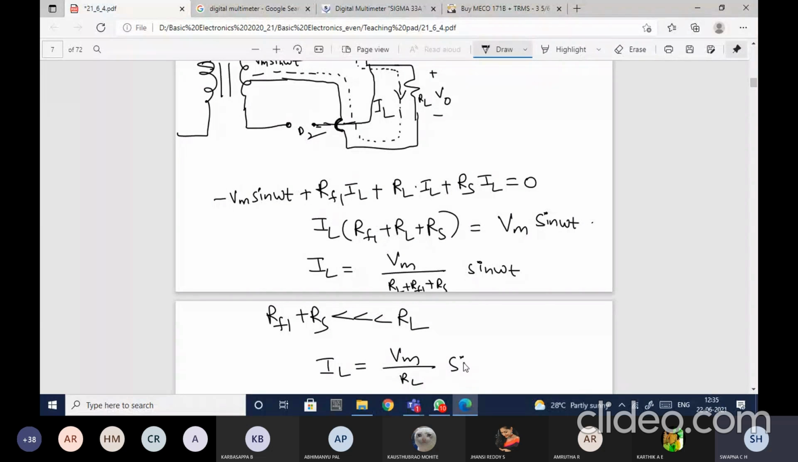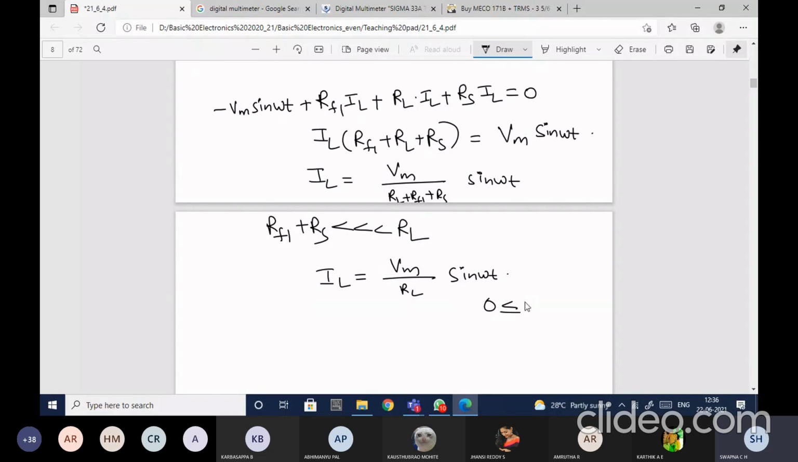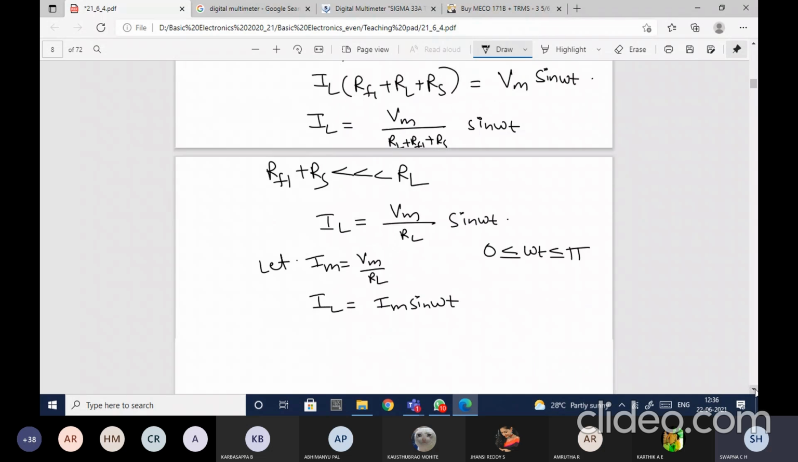This is for the positive half cycle, from 0 less than or equal to omega t less than or equal to pi. Let Im be equal to Vm by RL. So here IL will be equal to Im sin omega t. This is only from 0 to pi. That is what you need to make a note of.